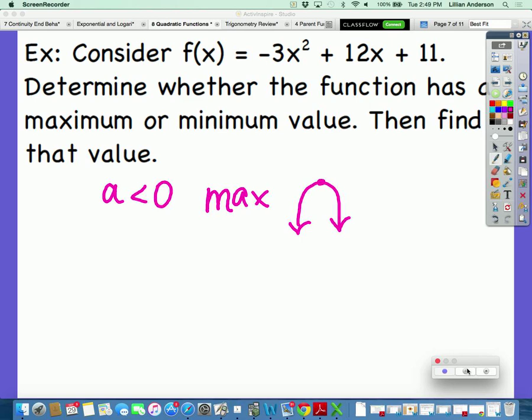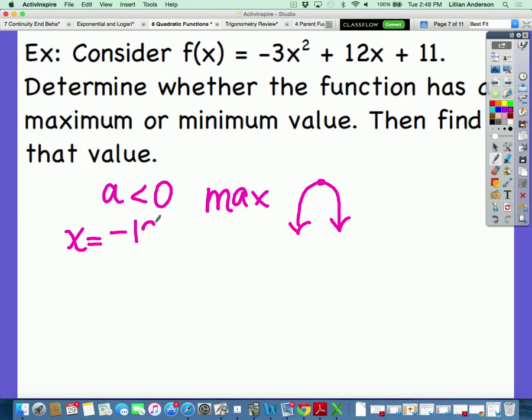Alright, so to find the x-coordinate of your vertex, what did you do? Axis of symmetry, which is negative b over 2a, which is -12 over 2 times -3. So I would have gotten what? Positive 2. So then you plug that in.